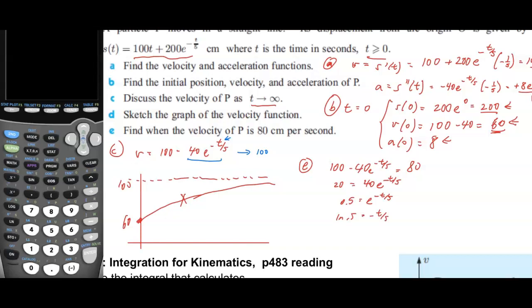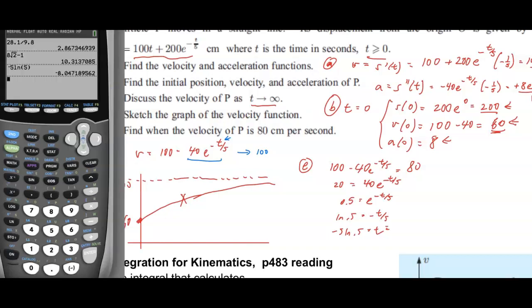Multiply both sides by negative 5, we'll have negative 5 natural log of 0.5 equals t. And then if we want to know what that is close to, negative 5 natural log of 0.5 is equal to 3.47. So the t value is 3.47. That is when the velocity is 80 centimeters per second.